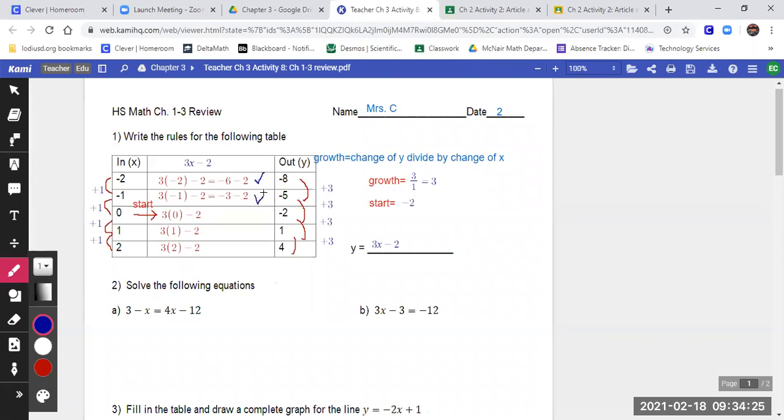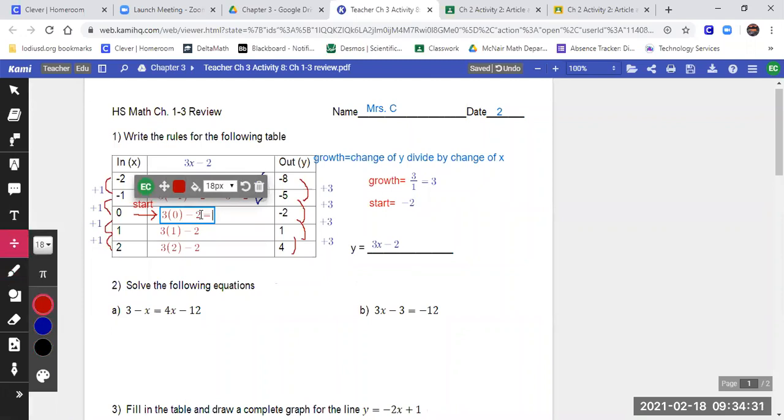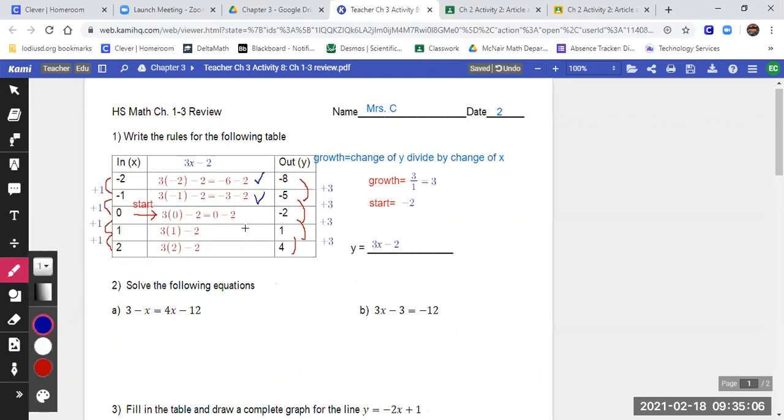So we've got to keep going. Okay, we're on the next one. 3 times 0 makes what? What is 3 times 0? Still 0. So this says 0 take away 2. Does that equal -2? Yeah. 0 take away 2 is the definition of -2. So that one checked.